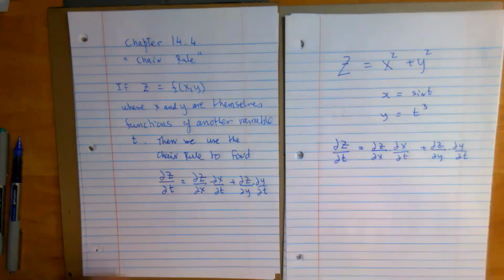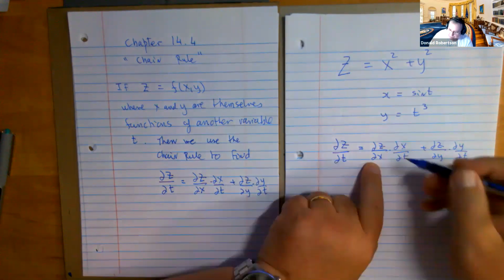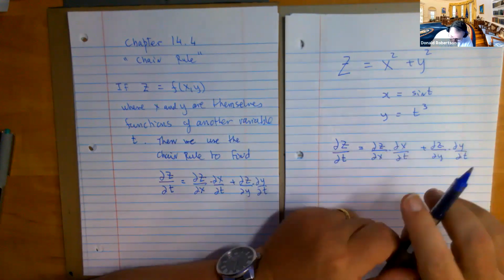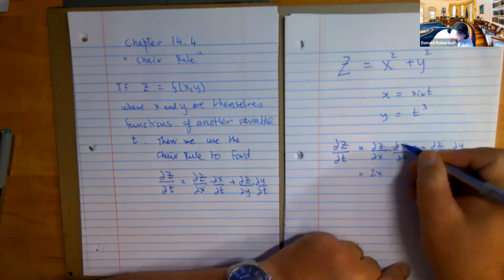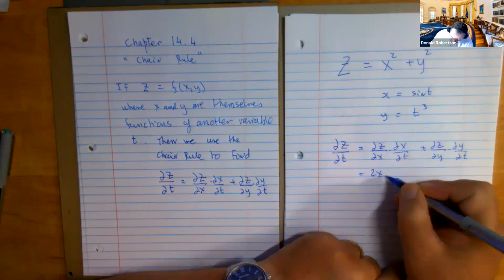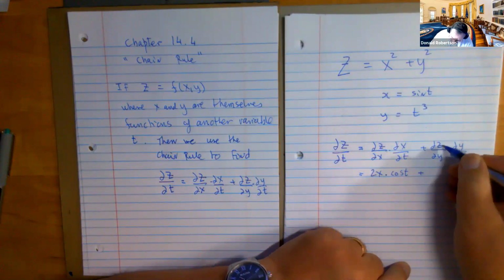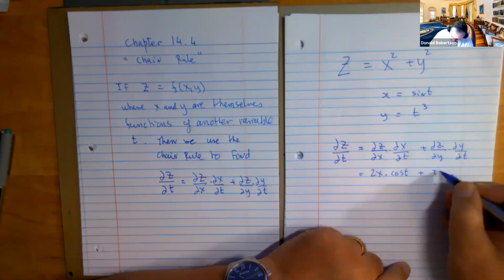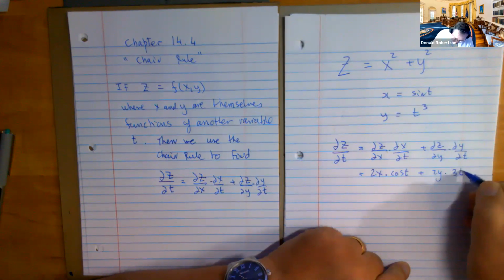So here goes. The partial derivative of z with respect to x is 2x, and dx by dt is cosine t. And the partial derivative of z with respect to y, in this case, is 2y, and dy by dt is 3t squared.